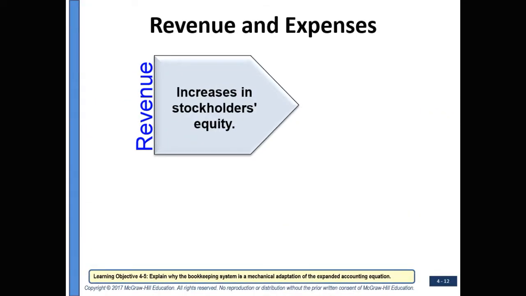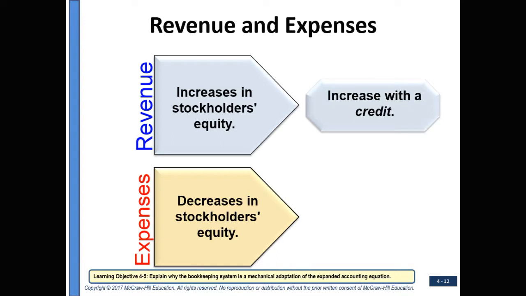So first we're going to discuss revenue. Revenue represents increases in stockholders' equity. So revenue accounts will increase on the right-hand side with a credit. Expenses, though, represent a decrease to stockholders' equity and therefore will increase on the left-hand side with a debit.